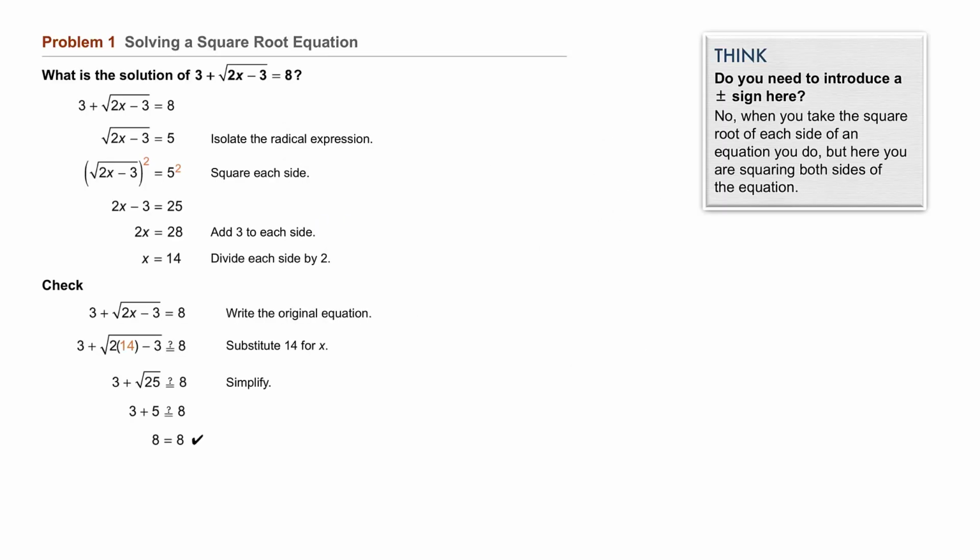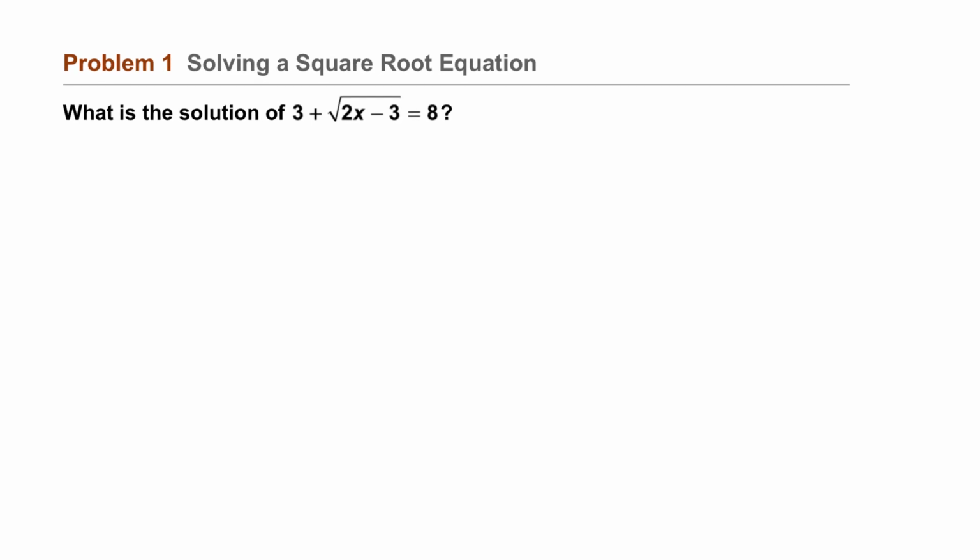Problem 1. Solving a square root equation. What is the solution of 3 plus the square root of 2x minus 3 equals 8? Well, we can begin by rewriting the equation. 3 plus the square root of 2x minus 3 equals 8, and then isolate the radical expression.